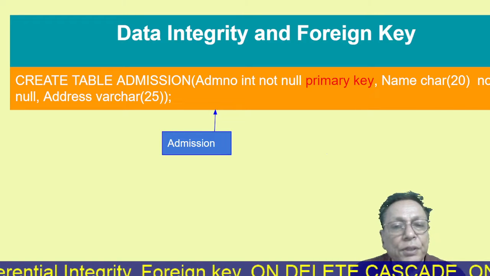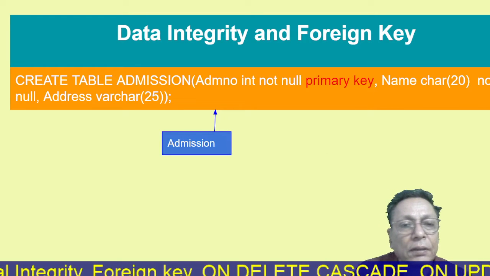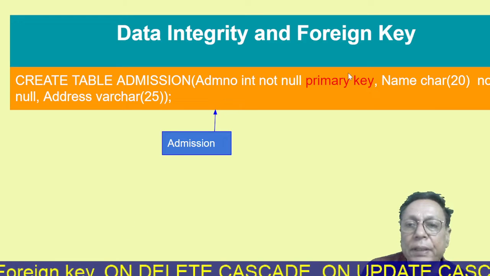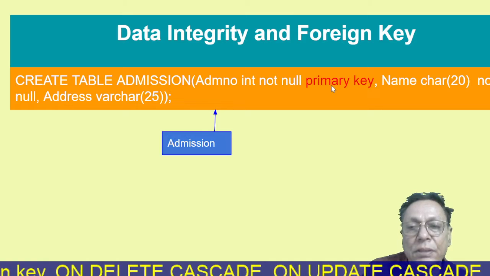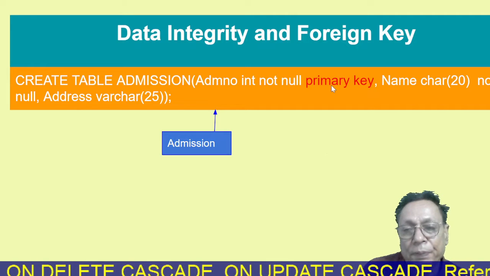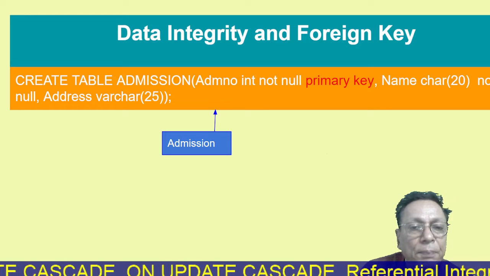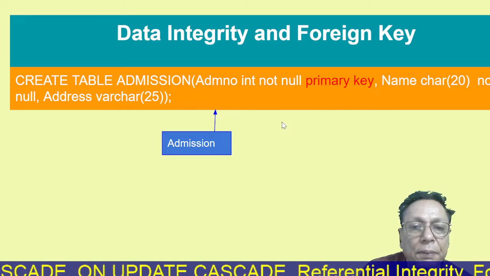What should be the structure of admission? The structure of admission should be admission number of integer type, not null, and primary key, as I have told you and as I have shown in the table also. Name is the name of the students, and it should be not null. Address if need be. So this is the admission table.